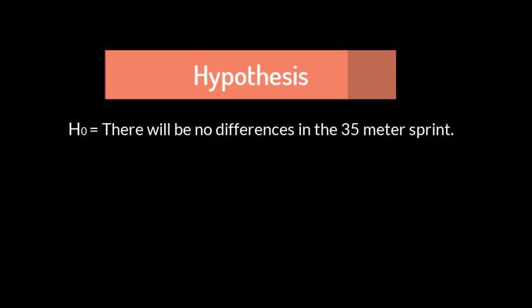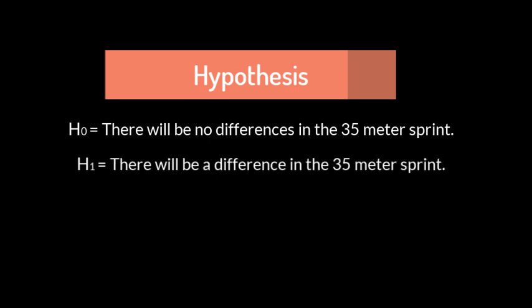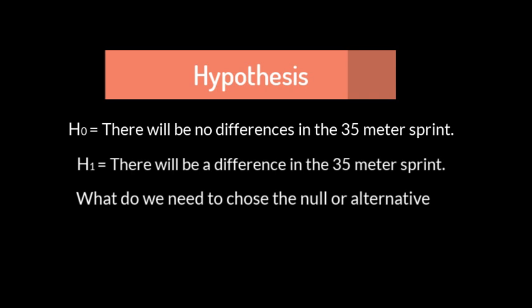Now, we've talked about the hypotheses before, but now let's put it into action. Remember, H0 is the null: there is no difference in the 35-meter dash. H1: there is a difference in the 35-meter dash. What do we need to choose, the null or the alternative?